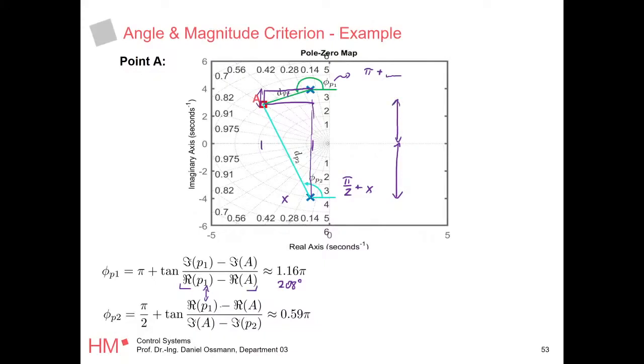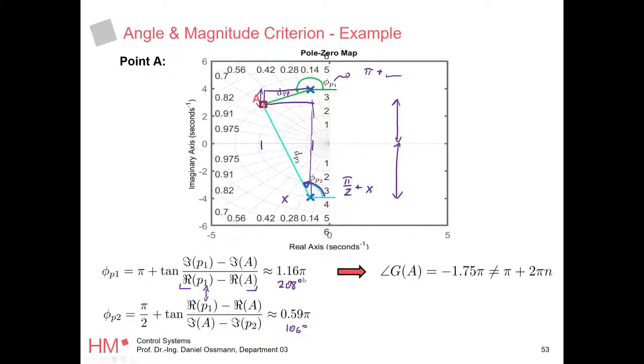What that means is you take the imaginary part of A and subtract the imaginary part of P2, because the imaginary part of P2 is negative, so you basically add the imaginary part of P1, right? Okay, this angle here is roughly 106 degrees, and this is about right if you look here, right? 106. Okay, so we computed the angles, and now we can evaluate the criterion.